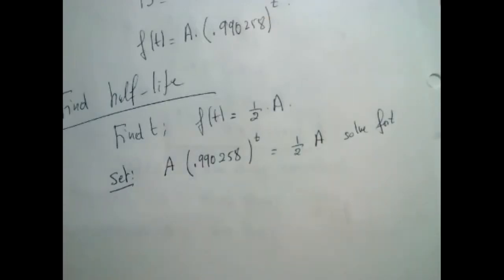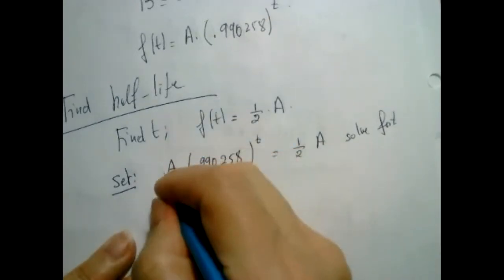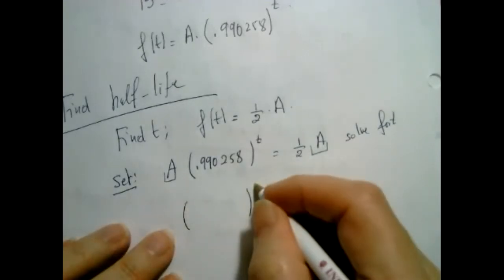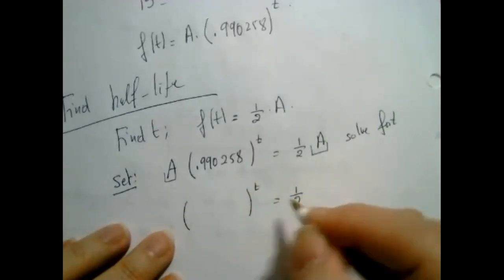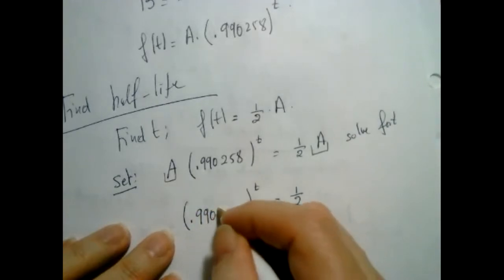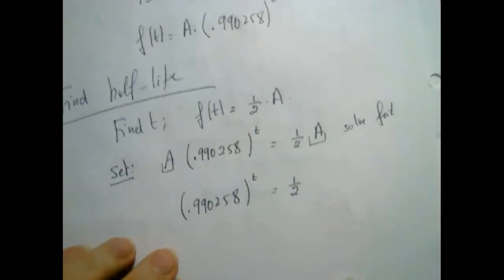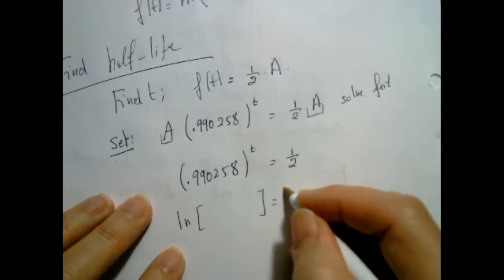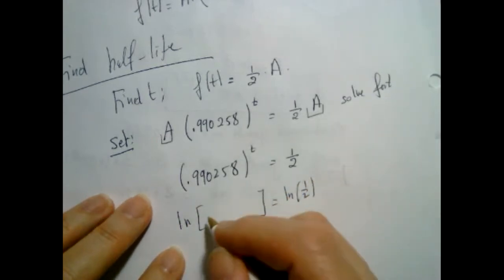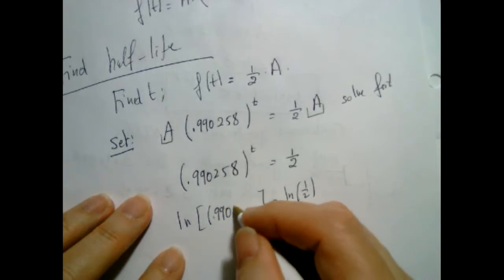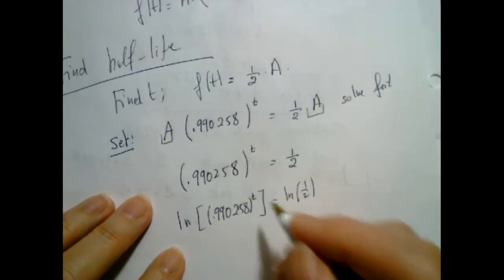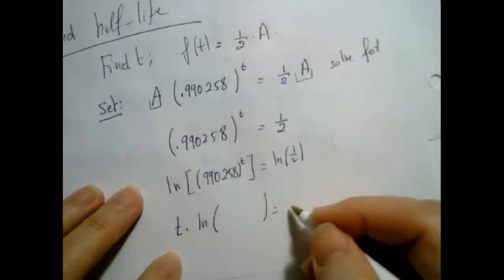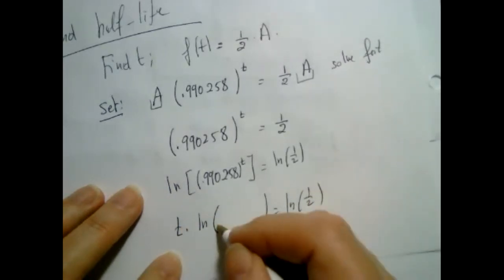All right, so how we solve for t, as we did before, we divide by a on both sides, which will give me this equal to a half. And then we take the natural logarithm of both sides. So that's 0.990258 to the power t. And that will give me t multiplied by the ln equal to ln of a half.